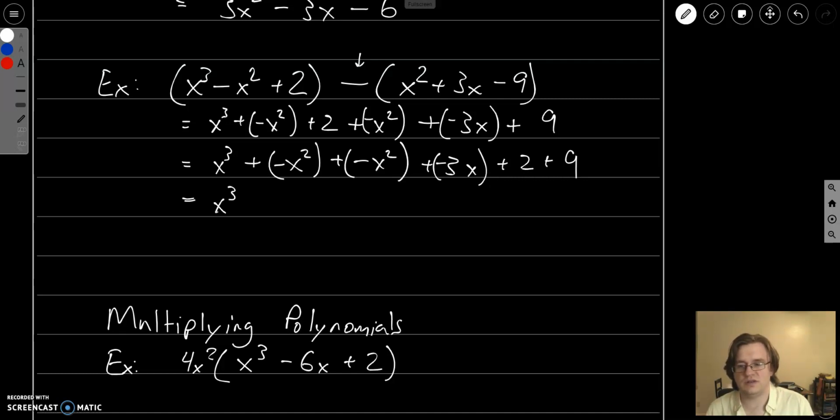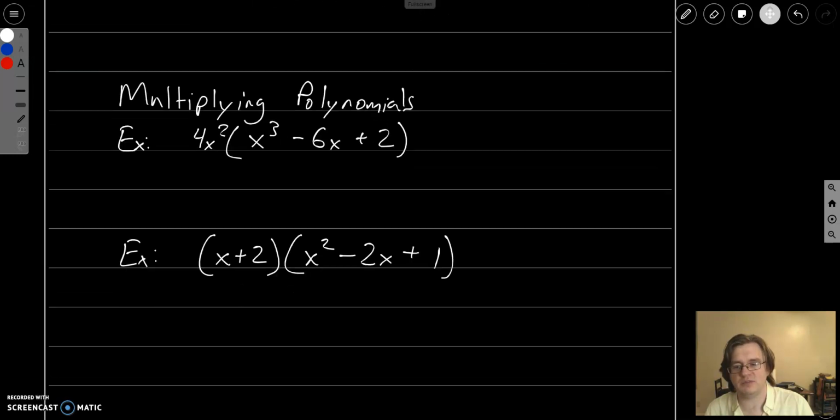X cubed, negative x squared, and negative x squared will end up being negative 2x squared. And again, I'll write it as subtraction now rather than adding. I'm going to add a negative 3x, which is the same thing as subtracting 3x. And then I'll add a 2 and a 9, which is the same thing as adding 11. Okay, so we've added and subtracted some polynomials.